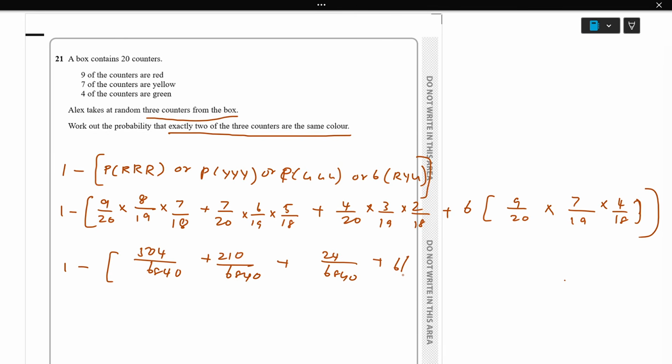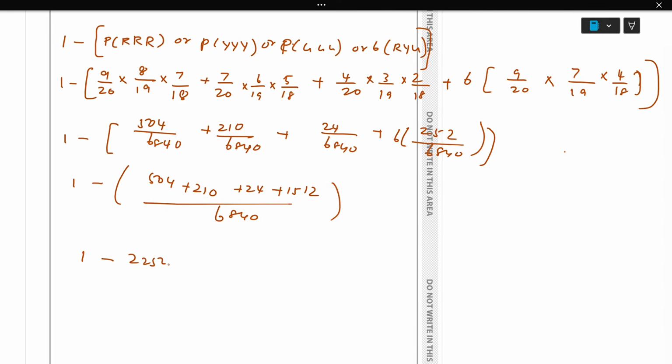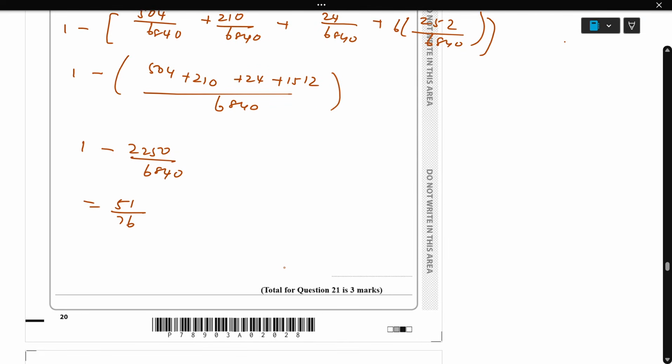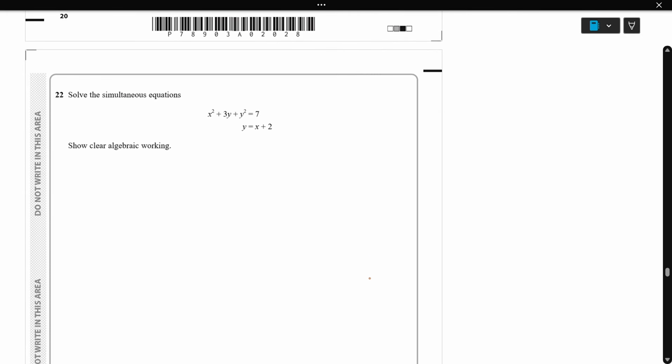Okay, so 1 minus 504 over 6840 plus 210 over 6840 plus 24 over 6840 plus 6 into 252 over 6840. 1 minus, so taking the LCM, which is 504 plus 210 plus 24 plus 1512 over 6840, which is equal to 1 minus 2250 over 6840, which is 51 over 76. That's the final answer, 51 by 76.